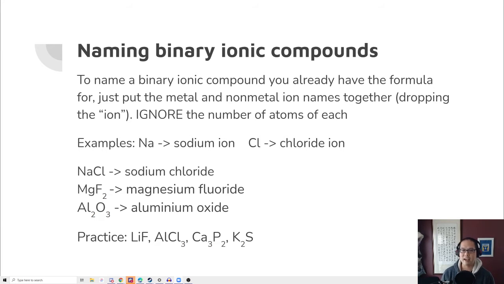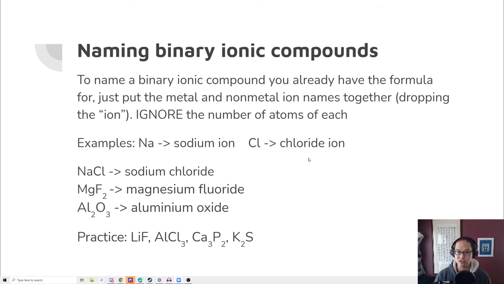All right, and then the last one, K2S. K is potassium, S is sulfur, and so that is going to give us potassium sulfide. So straightforward. Naming ionic compounds.